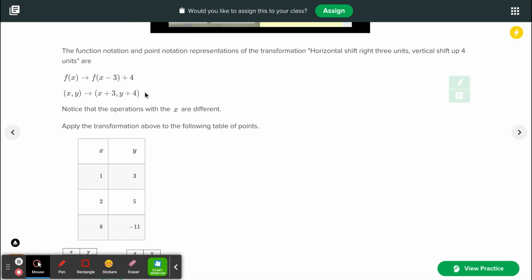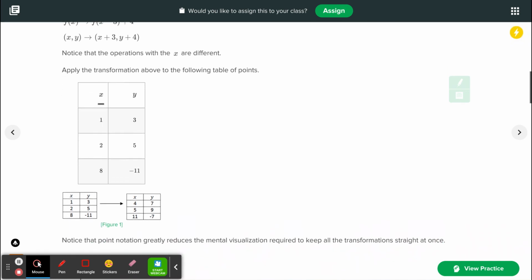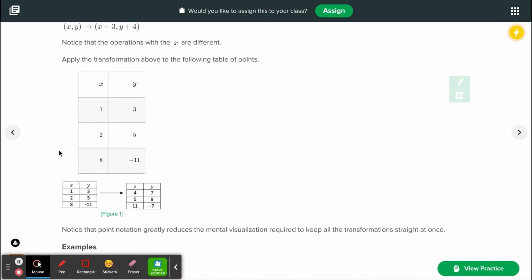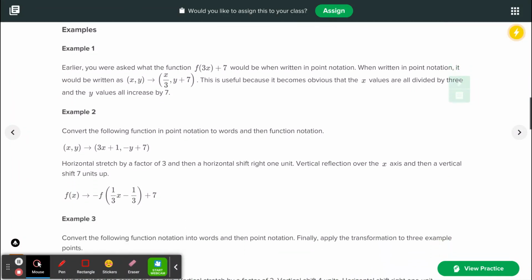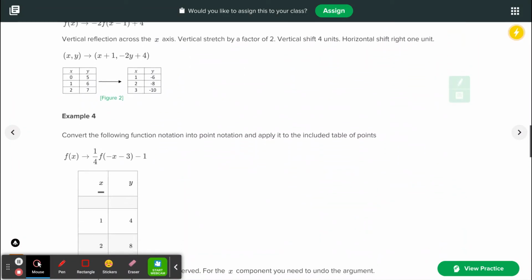In point notation, it looks like this symbolism here. You can take a look here. They break it down in a table. And again, there are some examples here as well that you can look at.